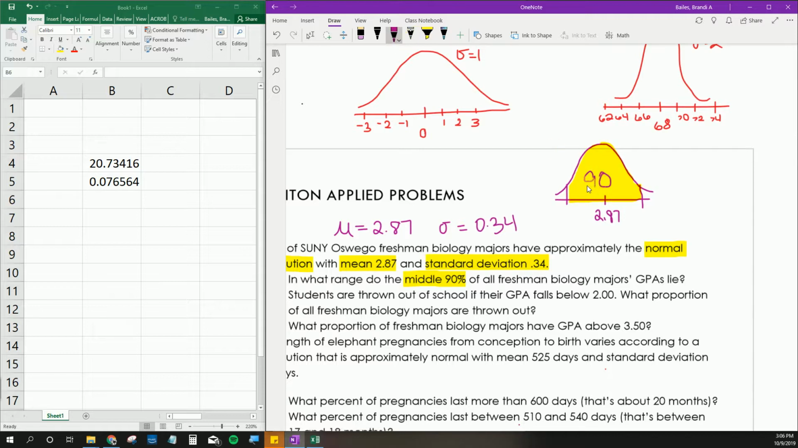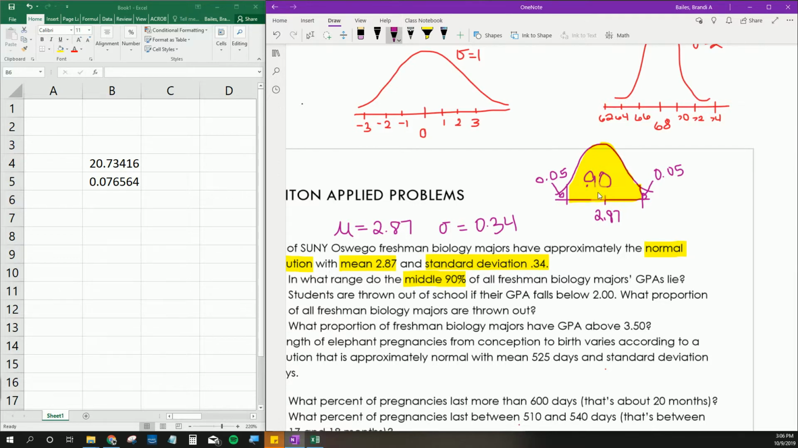I'll write it as a decimal because I have to do math with it anyway. So I've got a middle 0.90. If that's in the middle, then what I have on each tail has to be 0.05. If you don't know why this is true, go ahead and pause the video for a second before I explain it, and stare at the picture and see if you can explain to yourself why these two areas are 0.05.